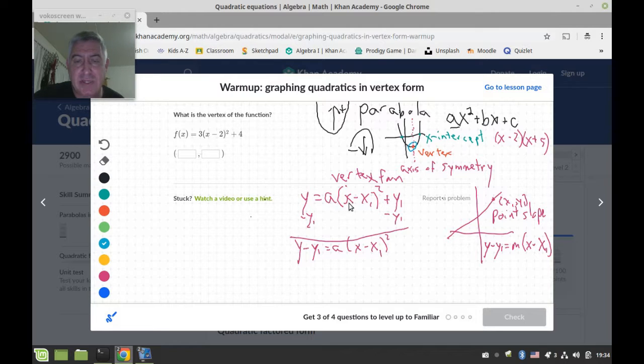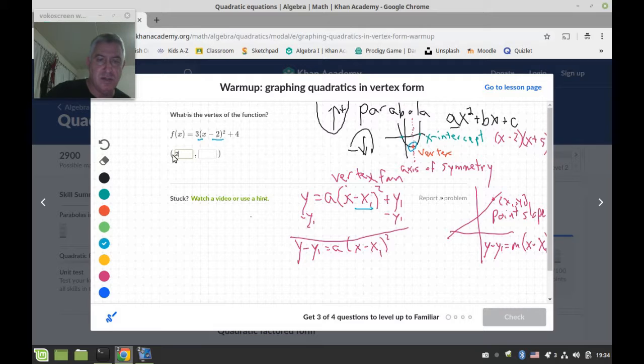So let's look back at this form. y equals a times x minus x1 squared plus y1. I have 3. 3 is my a. I have x minus 2, so I know my x1 is 2, plus 4, so I know y1 is 4.